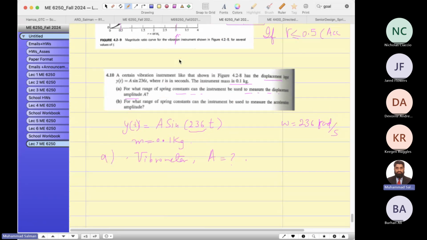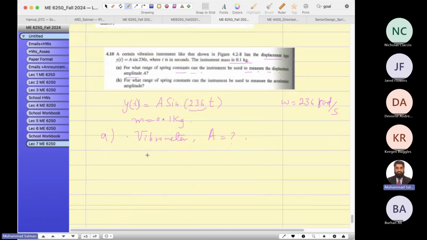So how would you do it? You will see if R is equal to 3. What is R equal to? Omega over omega n. Agreed? Omega is 236. Omega n is square root k over m. That is equal to 3. Now what is missing? 0.1. This is 0.1. So it's one equation, one unknown. Can you find k from here?